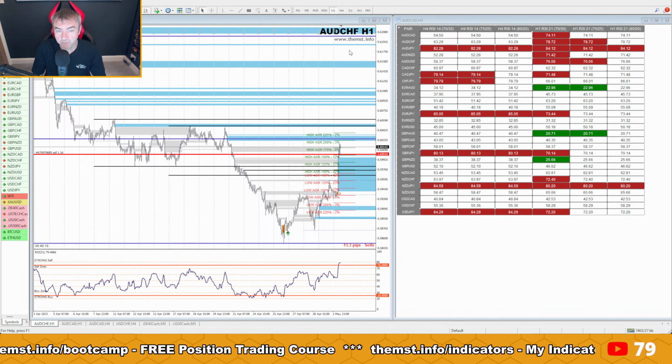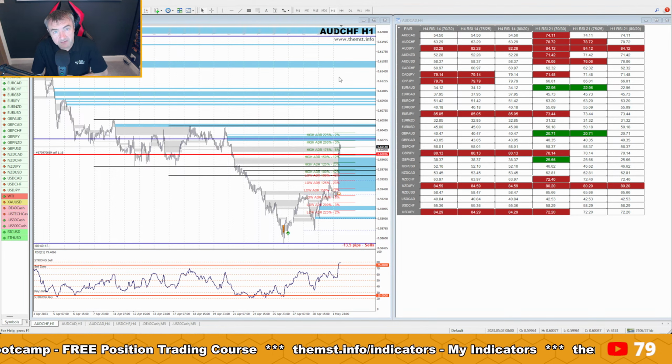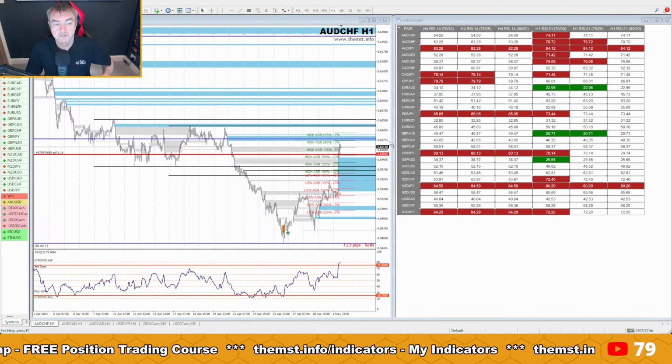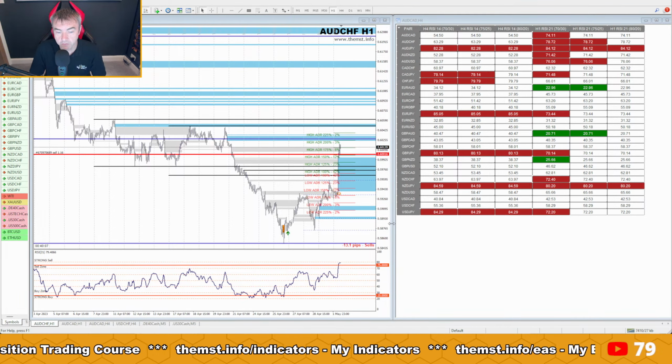So the Swissy will out trump everything when money starts to flow into it. Same as the yen does, same as the US dollar does. So all the other currencies basically will get run over regardless of how strong they are. So good potential short opportunity on that one.